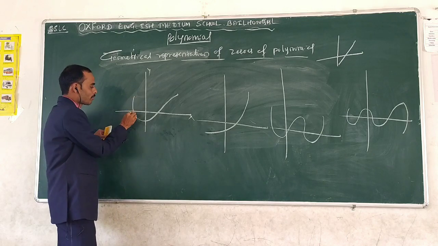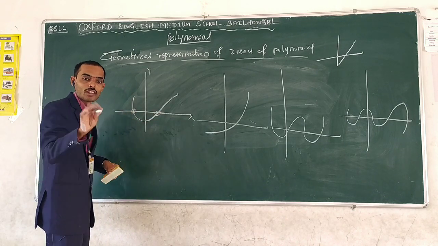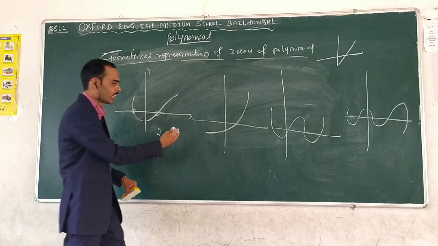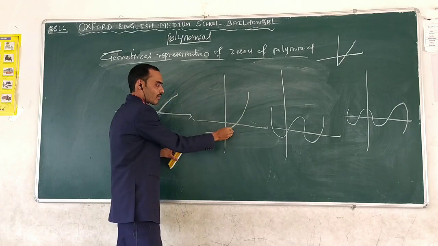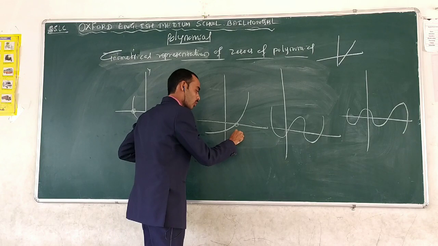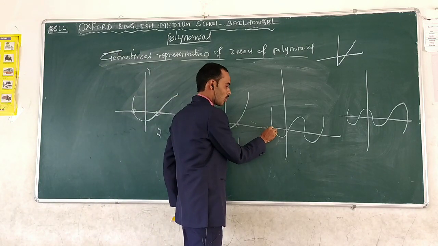So, see here, this curved line passes through 1 time and 2 time. How many zeros of the polynomial? There are 2 zeros of the polynomial. Finish. Here, the line passes through the x axis only on a single point, therefore, zero of the polynomial is 1.